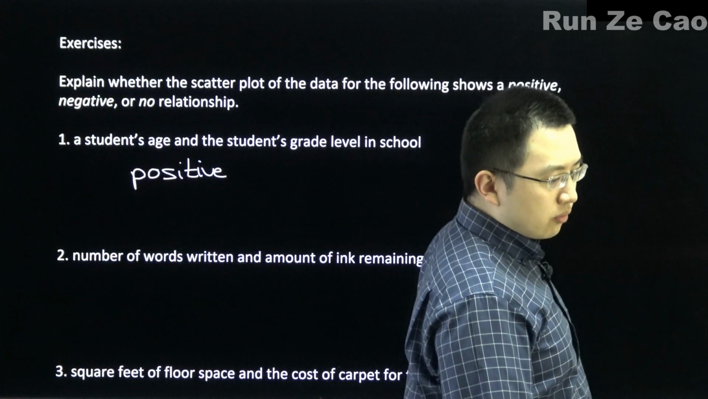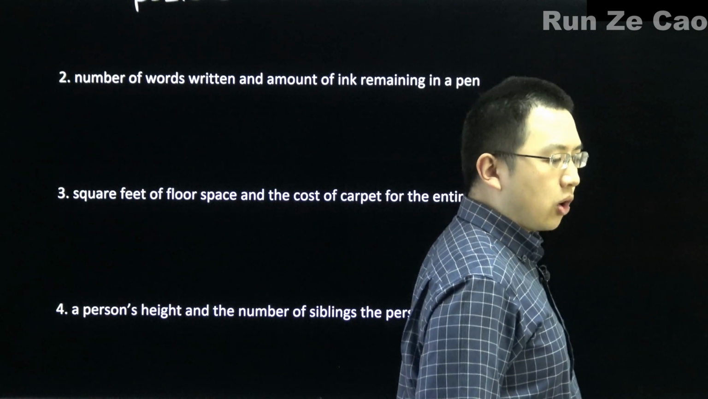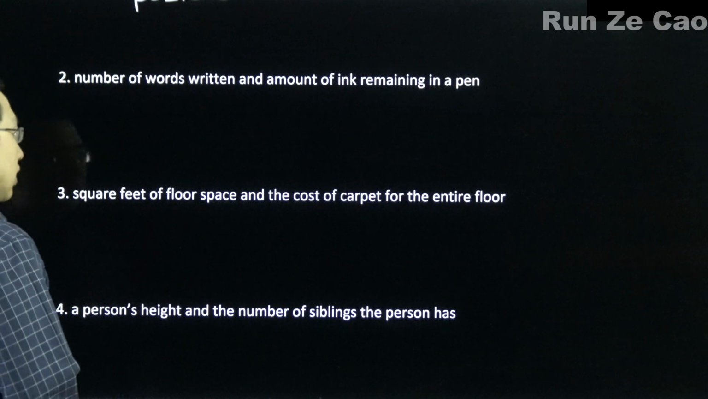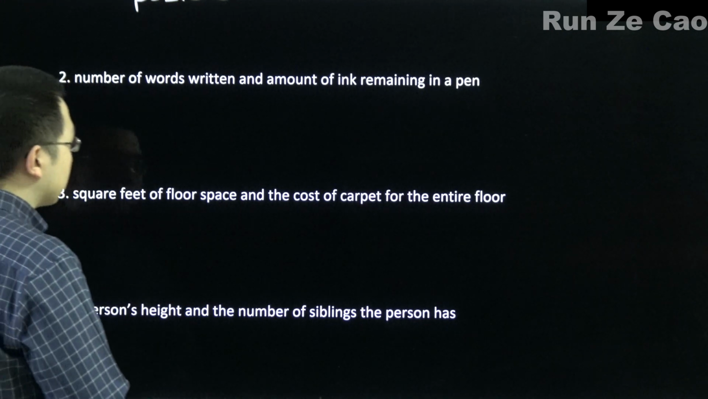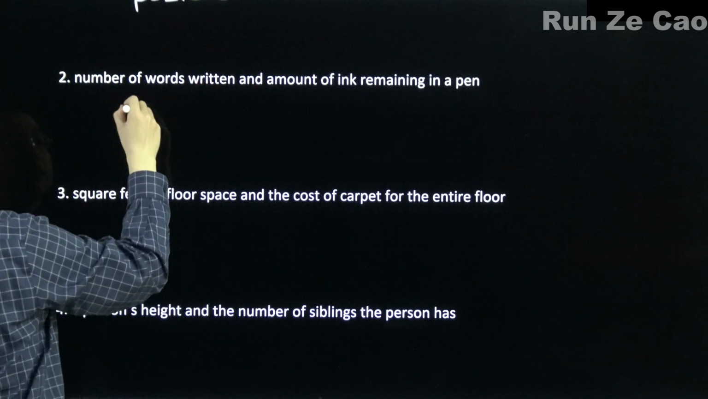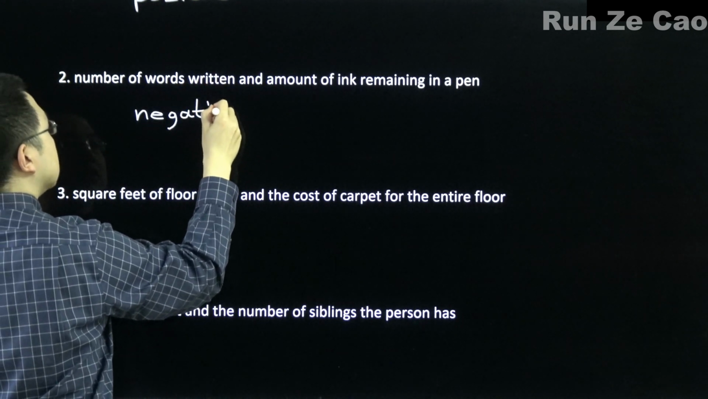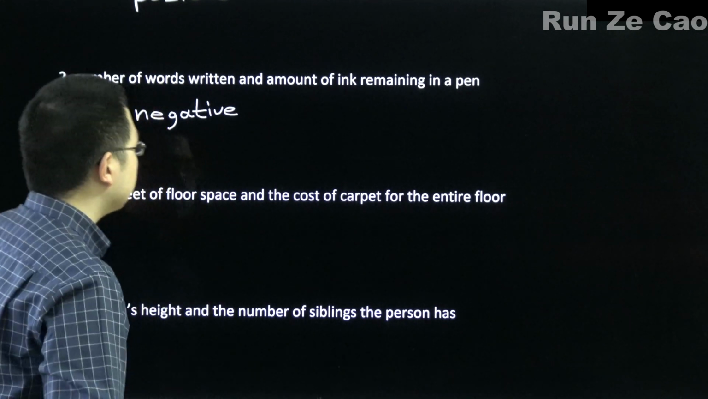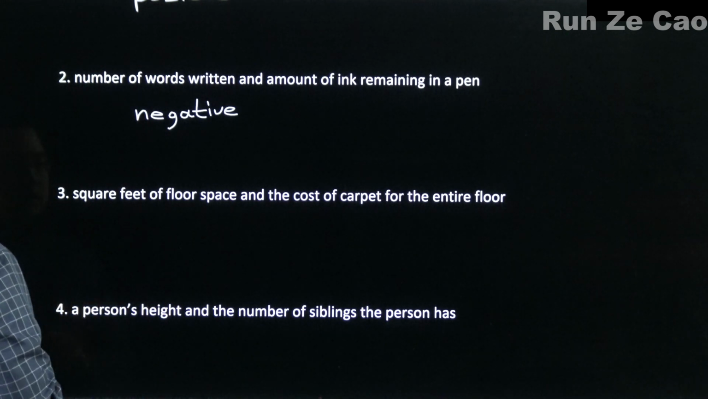The number of words written and the amount of ink remaining in a pen, well, as you write words, you use up the ink. Different words will use different amounts of ink, but in general, the more words you write, the less ink remaining, so this is a negative. Negative relationships are where when one variable increases, the other variable decreases. So they trend in opposite directions.